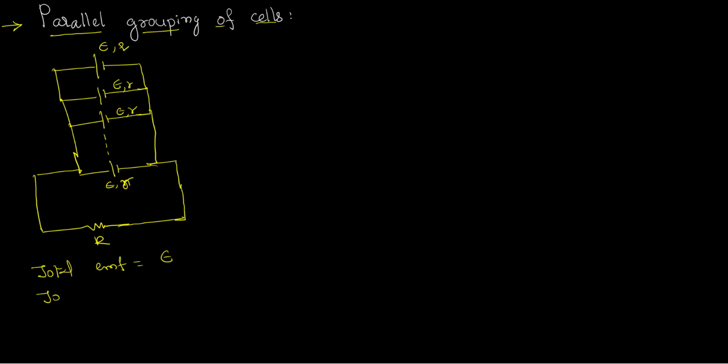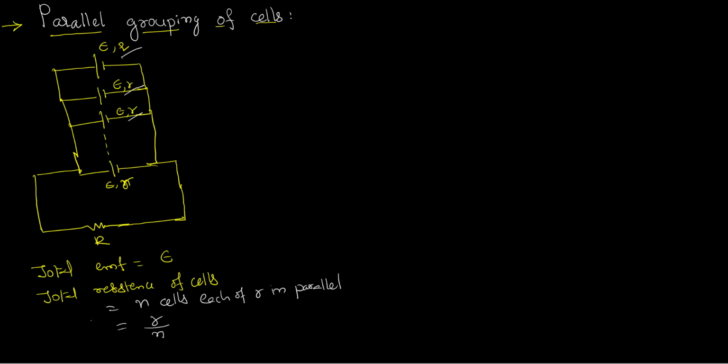Then the total resistance of cells. Each cell has a resistance r. This r and this r are connected in parallel. So the n cells, each of r, are in parallel. You know, the formula for identical resistors in parallel is r by n. So the effective resistance becomes r by n.